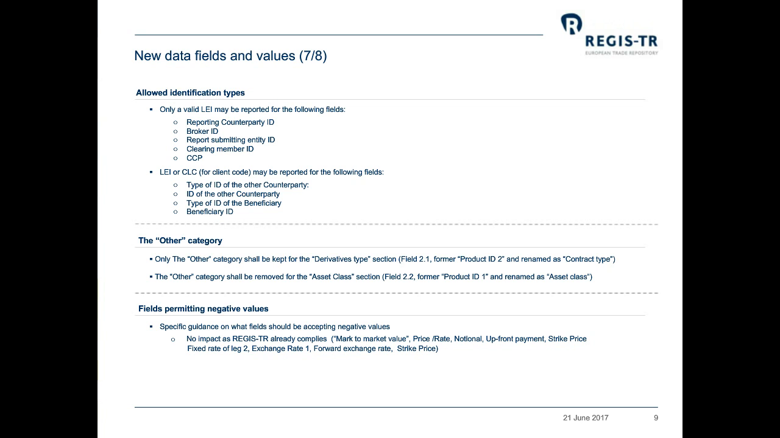So the first report received for a given UTI by the reporting counterparty shall only contain value N or P. So if the first report for a given UTI by the counterparty contains action types M, E, C, R, Z, or V, REGIS-TR will reject all these action types, all these messages.